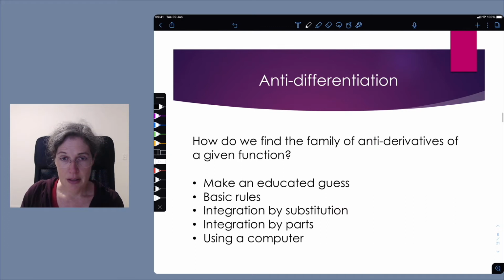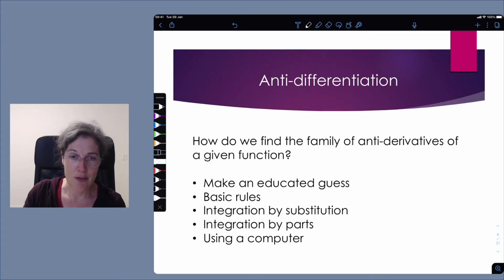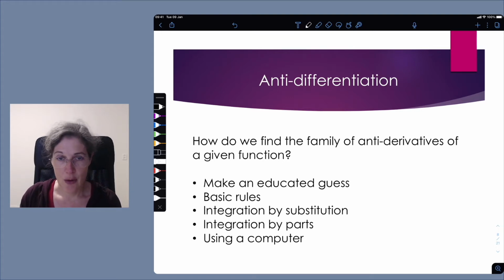So how do we find this big G of x? Because remember, we want to try and find this thing, which when we take the derivative gives us the thing that we're starting off with. Okay, well, like a lot of things in maths, one of the first things you can do is make an educated guess. Then we have some basic rules. If you remember, you had basic rules for differentiation, or we've got some for integration, and they're basically the same.